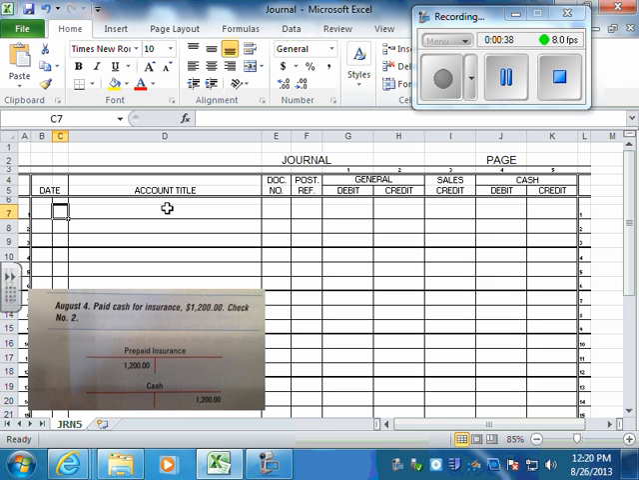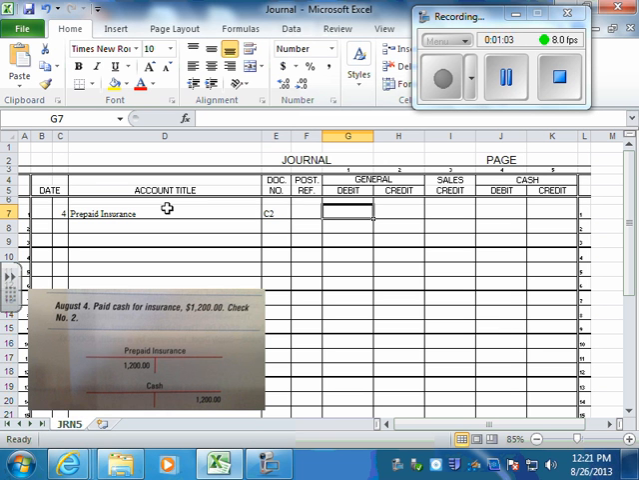So we already have the month and the year on the journal page, so we're just going to put the date, so the 4th. The account name that we're going to put in the account title column is going to be prepaid insurance. We don't have to put cash because cash has its own special amount column. Document number is going to be C2.